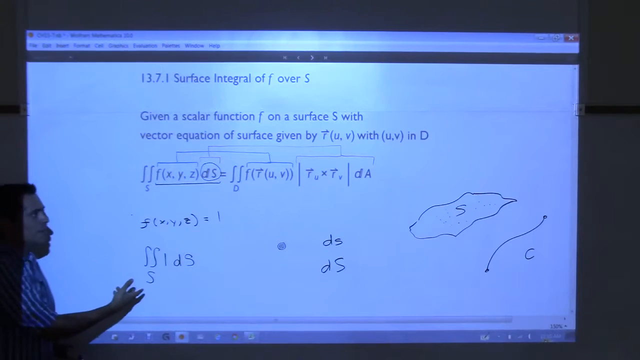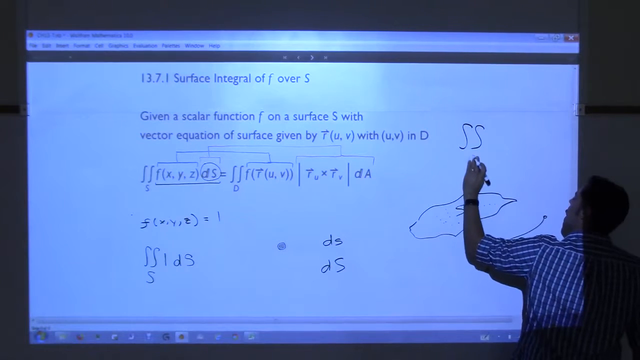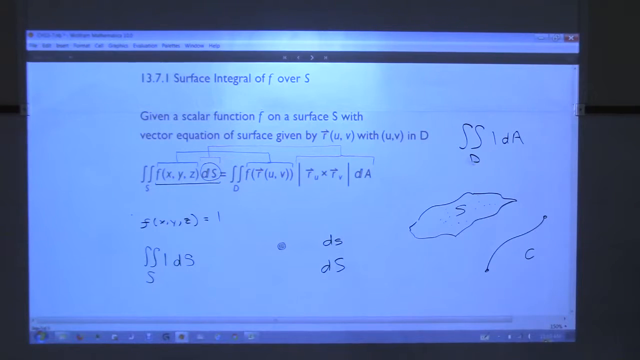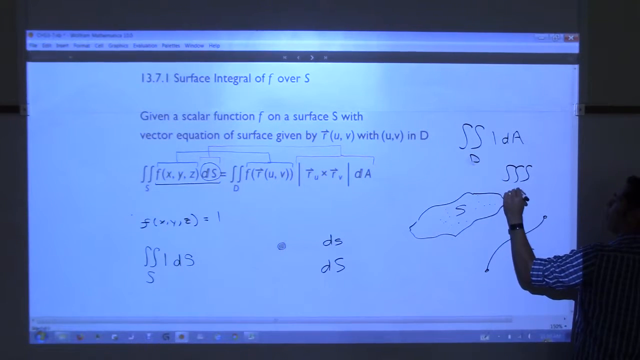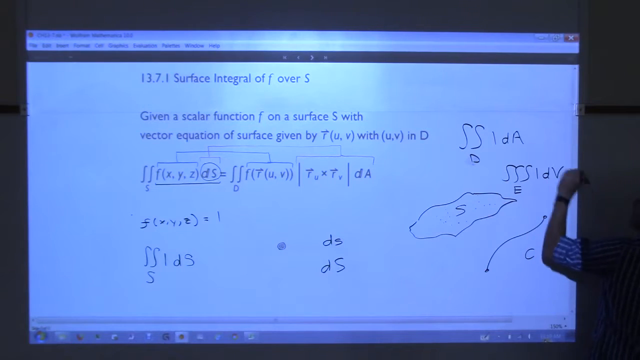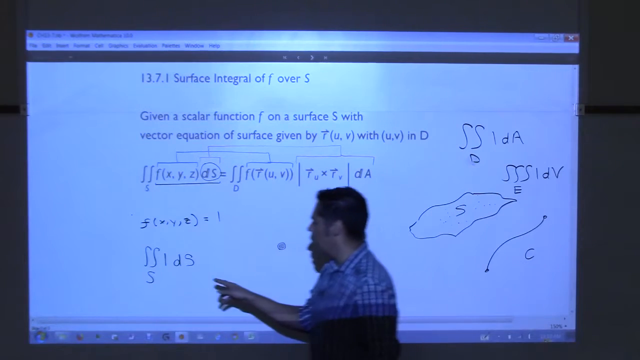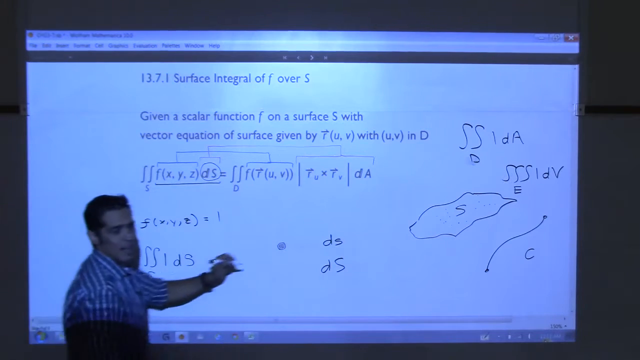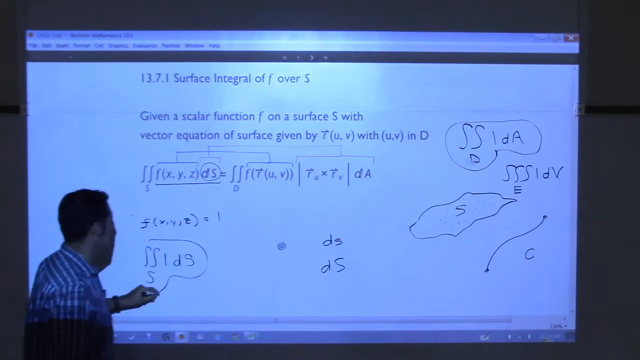This is a common theme that we've had several times now. What was the double integral over D of 1 dA? Area, that's the area of D. What was the triple integral over E of 1 dV? The volume of E. So we're saying here, the double integral of 1 dS over S is very much like this one. What's the big difference between that one and this one?